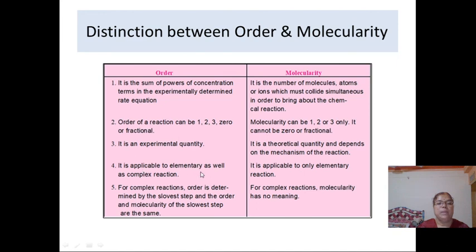Order is applicable to elementary as well as complex reactions, and molecularity is applicable only to elementary reactions. Then for complex reactions, order is determined by the slowest step, and the order and molecularity of the slowest step are the same. In case of molecularity, for complex reactions, the molecularity has no meaning.